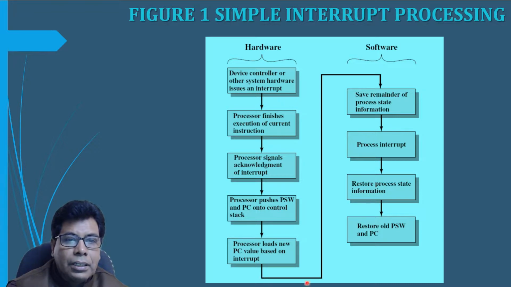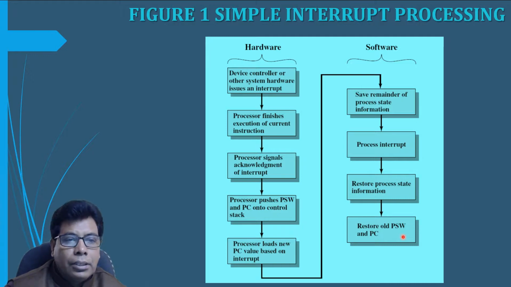And from here, in the software part, save the remainder of the process state information, then process the interrupt. Processing the interrupt means giving the service required by the interrupt. Then restore the process state information and restore the old PSW and PC. This is nothing but returning from the interrupt. In this way the interrupt processing will be done.